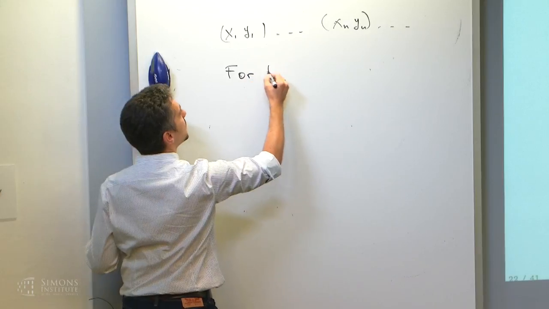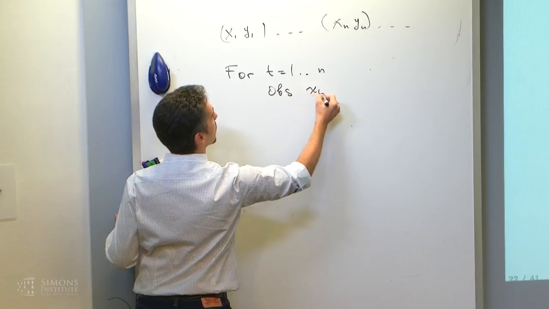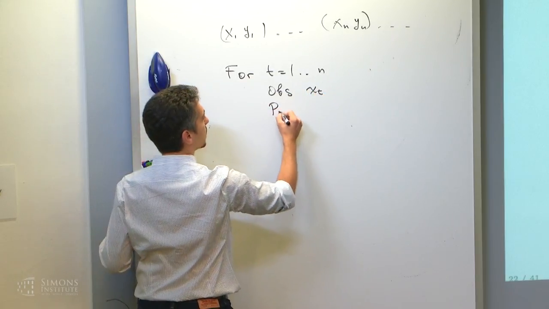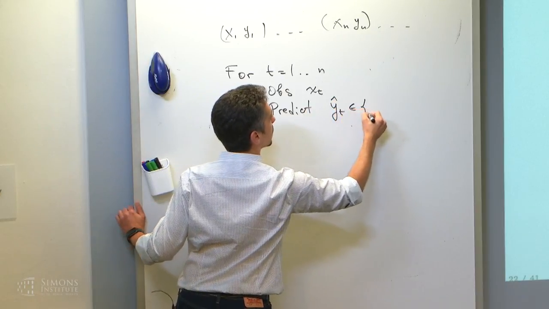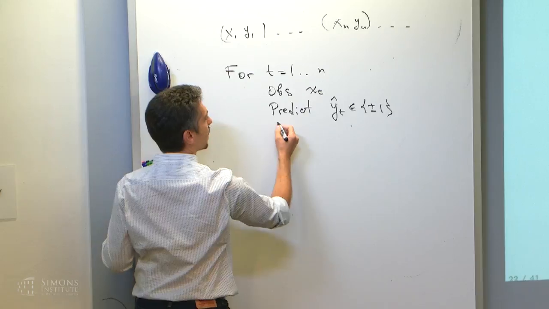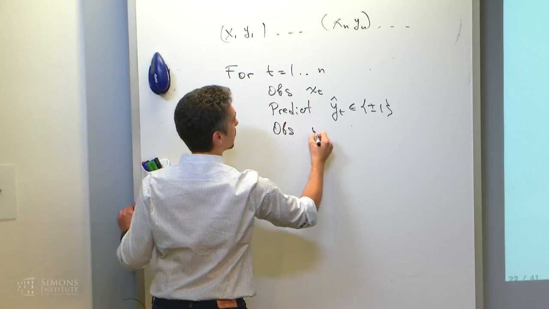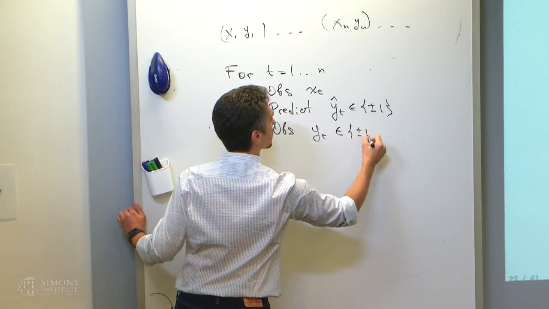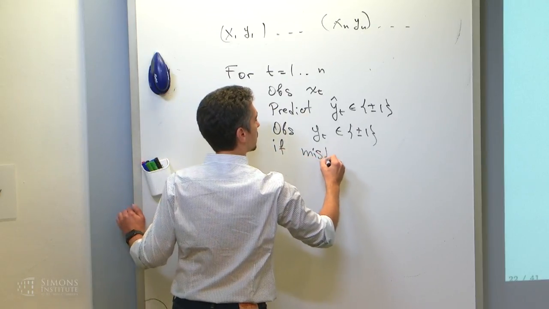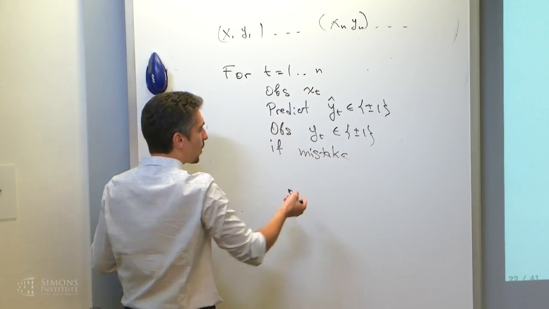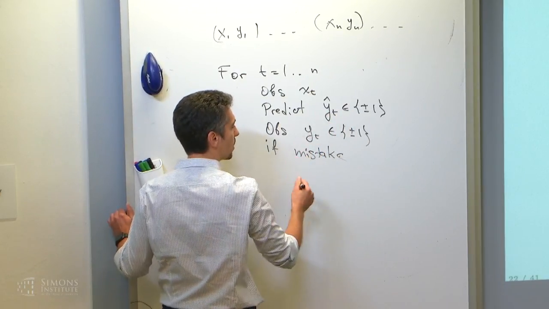The problem is like this: for t from 1 to n, you observe x_t. You predict ŷ_t in plus or minus 1. And then you observe y_t in plus or minus 1. And if there is a mistake, you actually update. So these predictions are made not arbitrarily, but in a proper manner.